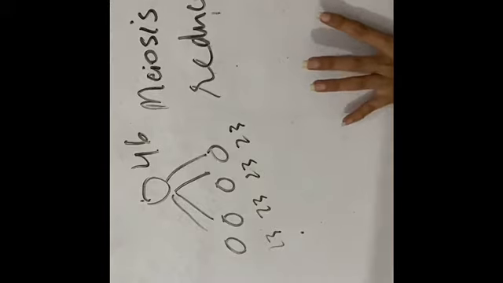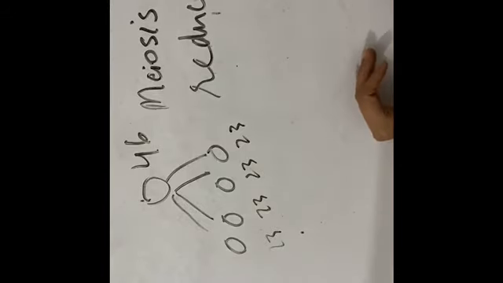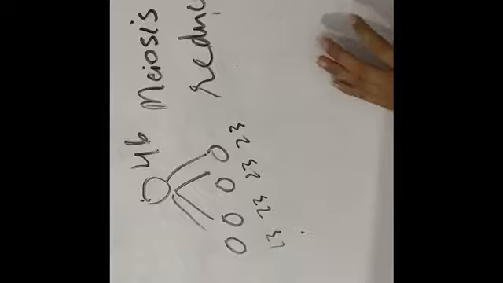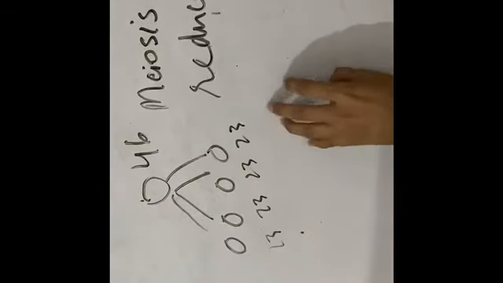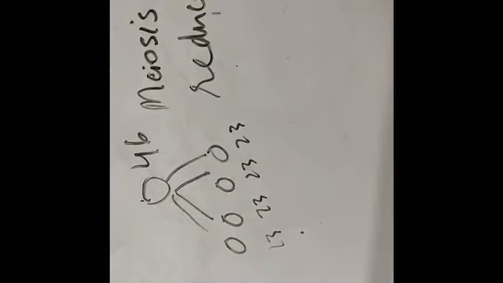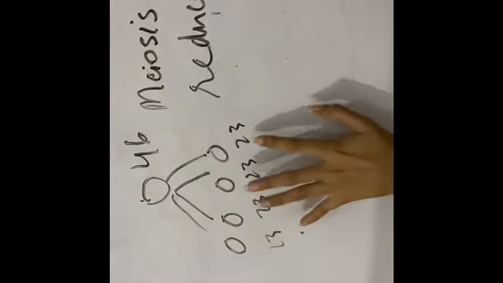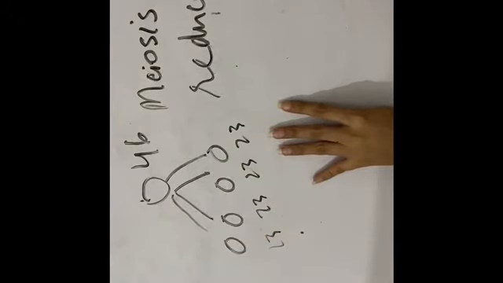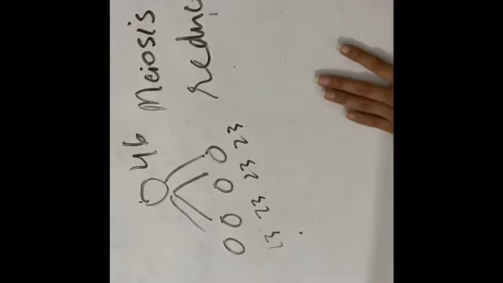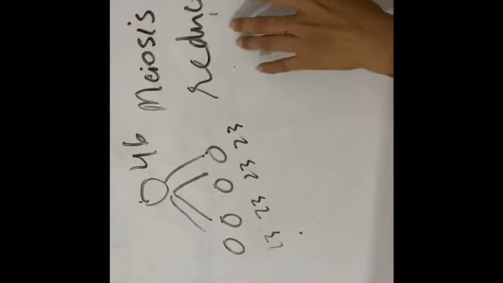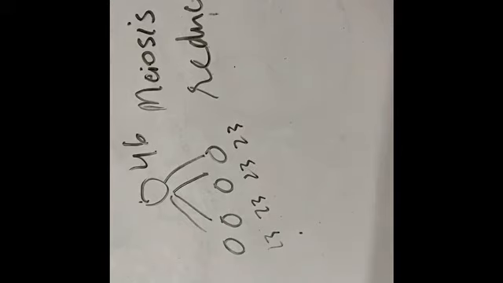So if the DNA gets doubled, let us say 46, the double of 46 is 92, right? So 92 is splitting here into 4 parts. 23 into 4 also gives you 92. Okay, so one cell is splitting into 4 cells, and they are having half the number of chromosomes as compared to the parent cell. So that is why meiosis is known as reductional division, right? Because the chromosomes are becoming half.